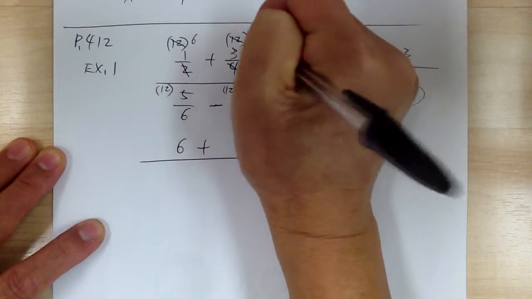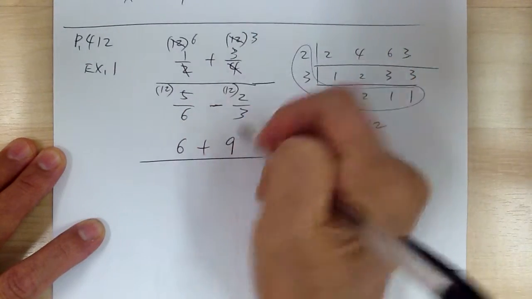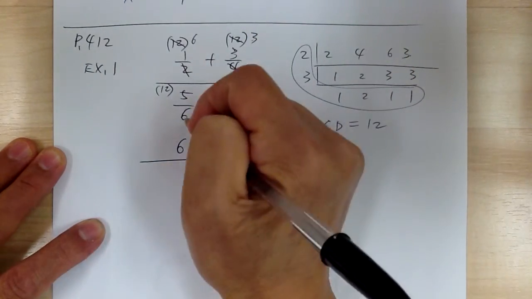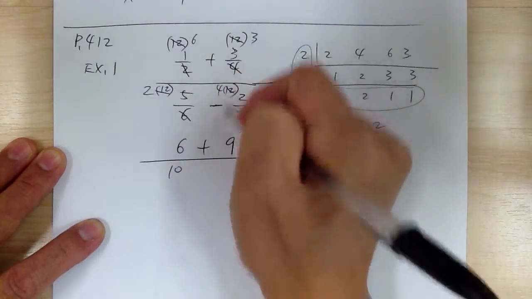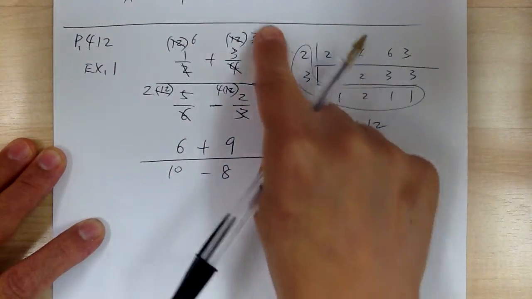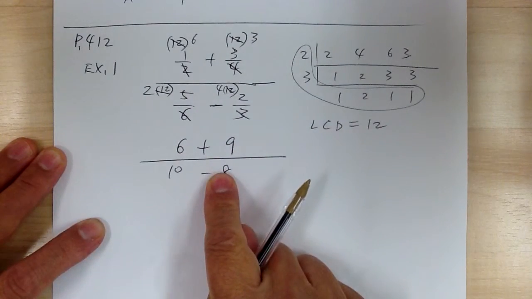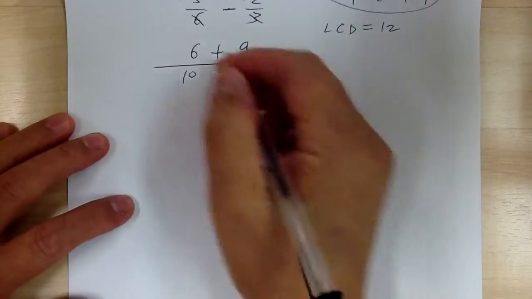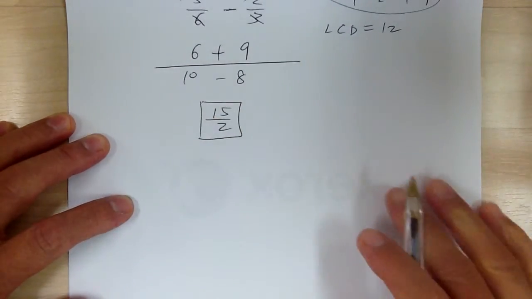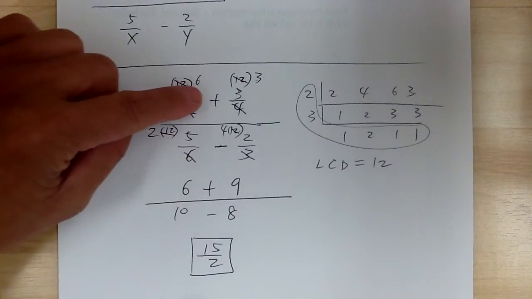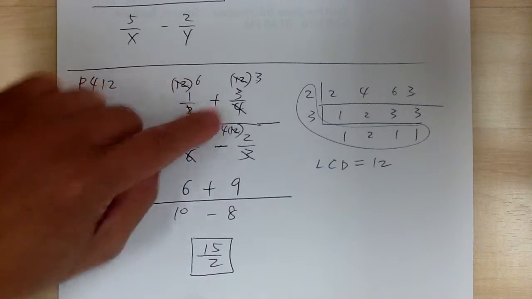This one over here, you cancel, get 3. So 3 times 3 is 9. Again, write it down right away as you go. Cancel, so you get 10. Cancel, so it'd be minus 8. So now you have a simple fraction. Then you can go and just simplify. So you've got 15 over 2. And that's it. Okay. So again, when you have this type, you can multiply by the common denominator.